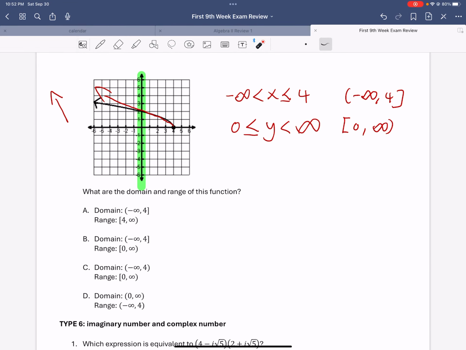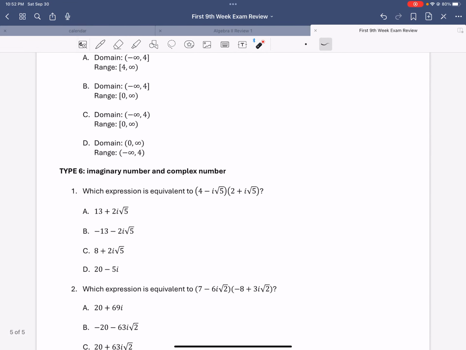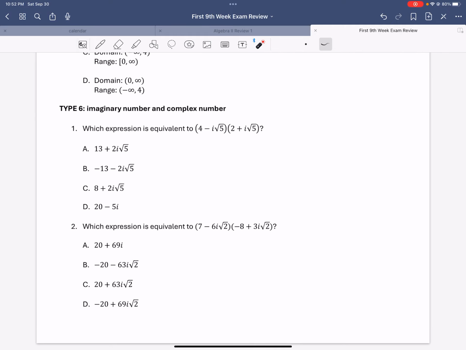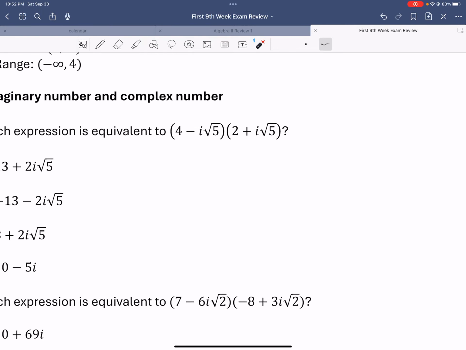So which one of these is going to be the answer? I don't know. I'm too lazy. You find it. Question number 1 and 2. This one, you can just put into the calculator and find the answer by yourself.